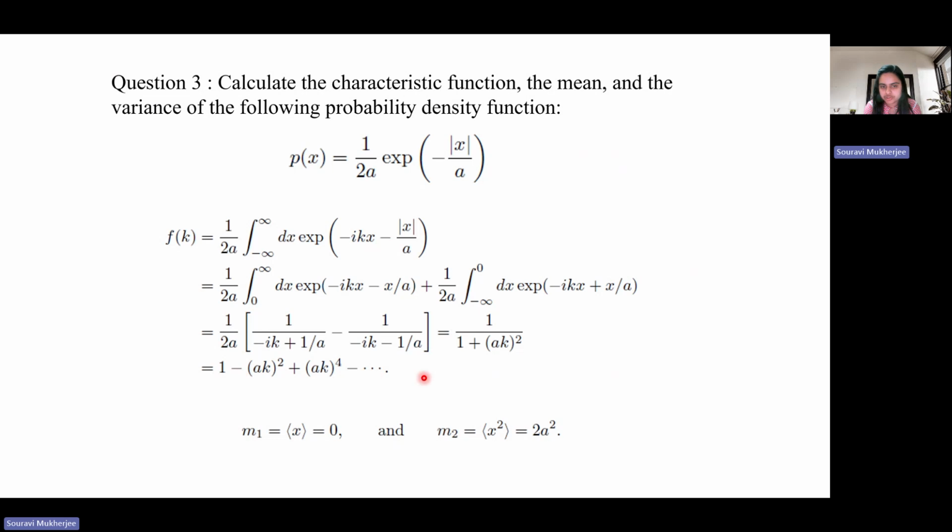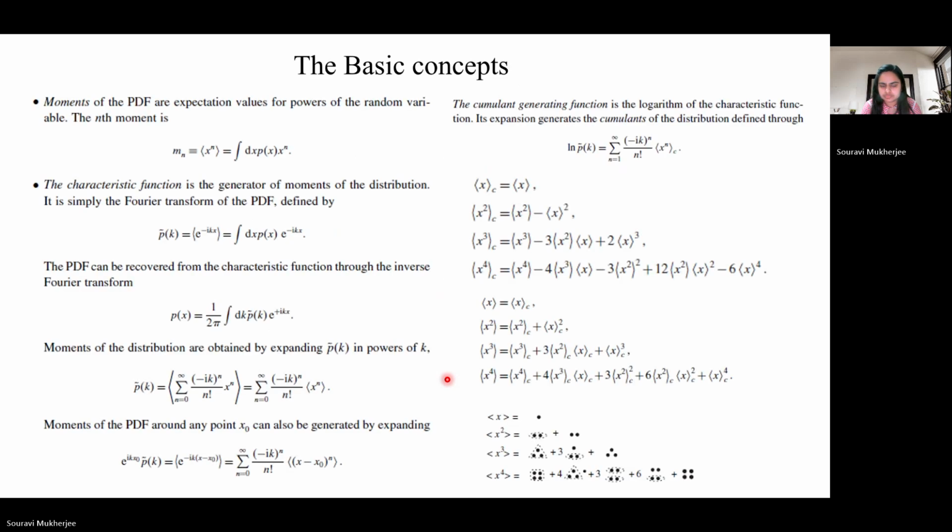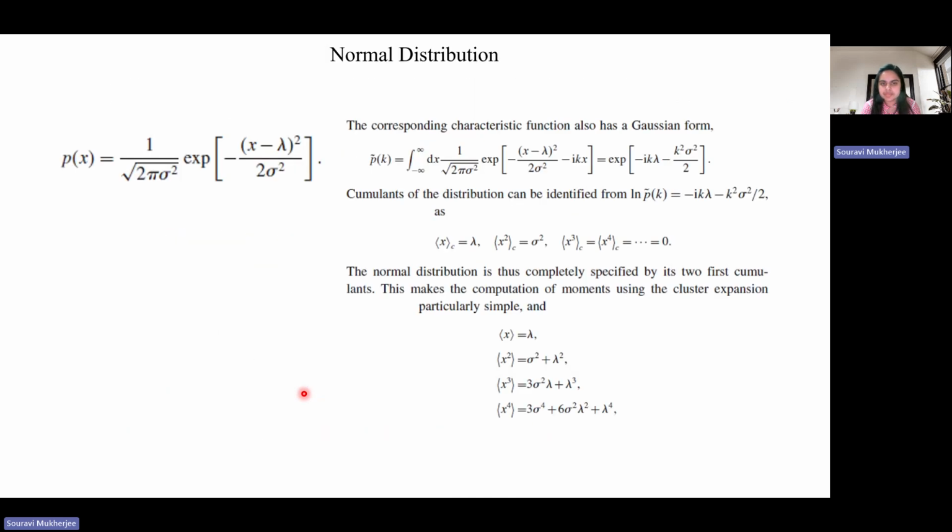So this expansion should be compared with the expansion of e to the power ikx. Okay, like this form. So similarly, once you know the cumulants, you can write the moments, and these are the different definitions. You can see that for a normal distribution, only knowing the standard deviation and the mean is sufficient to define the system, because your entire system is described by only two cumulants. Other things are not necessary.